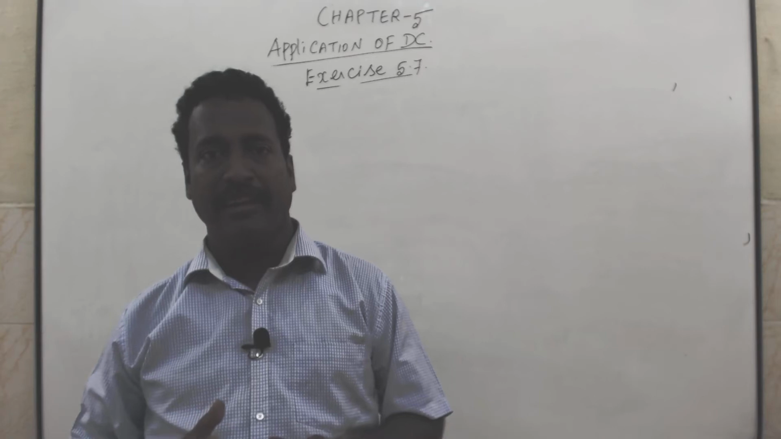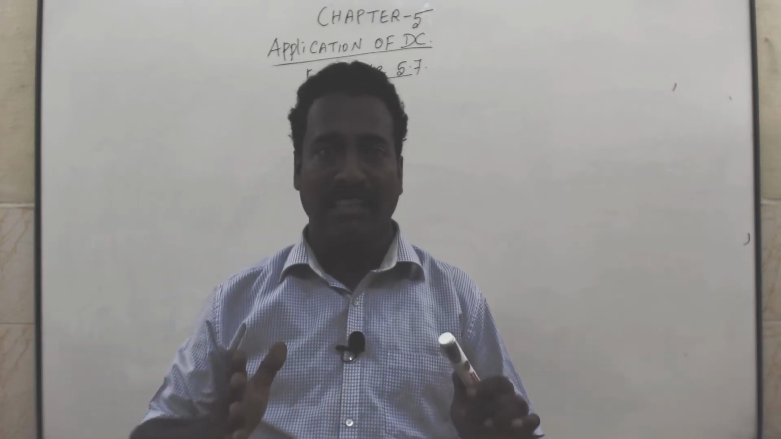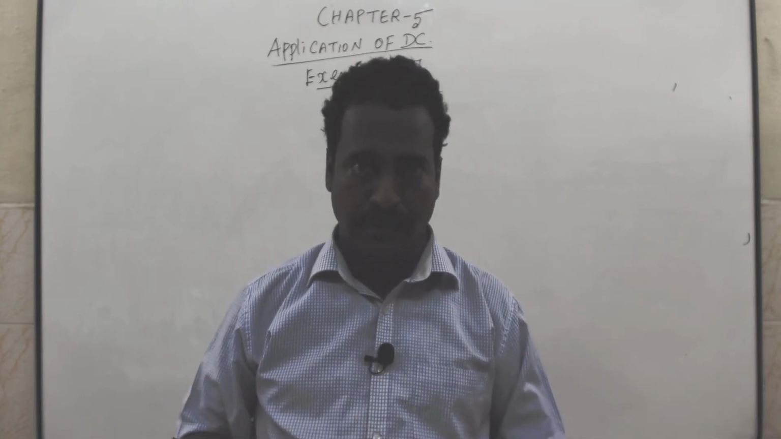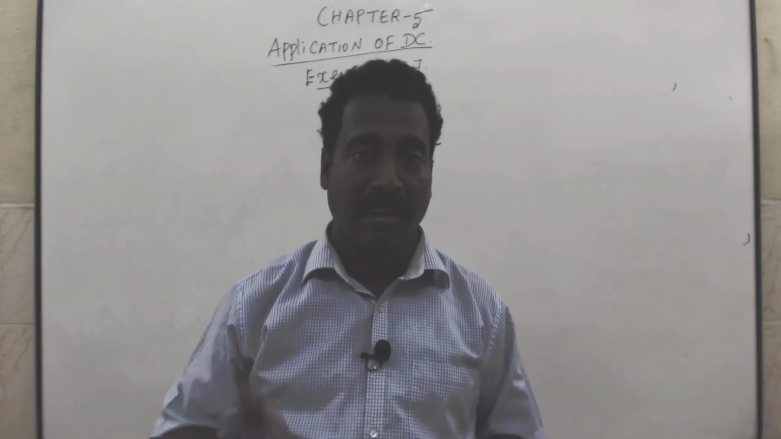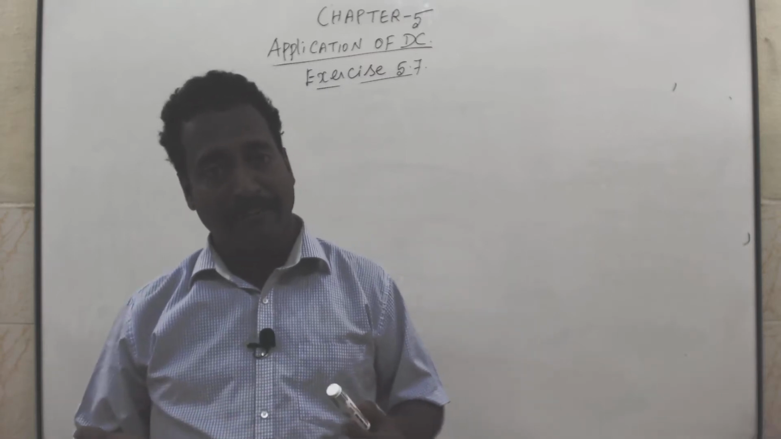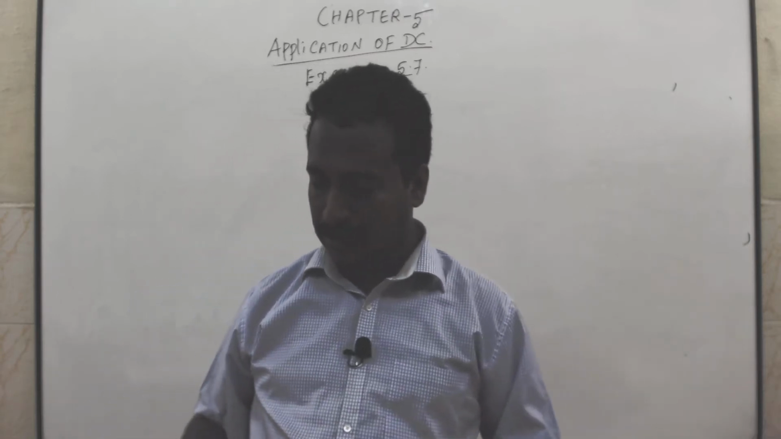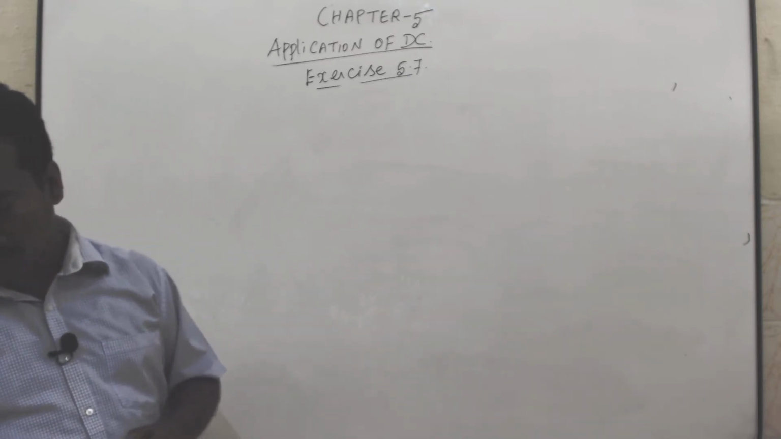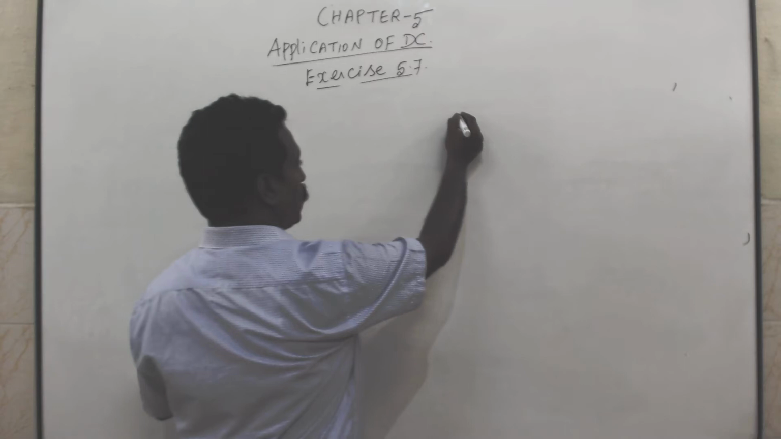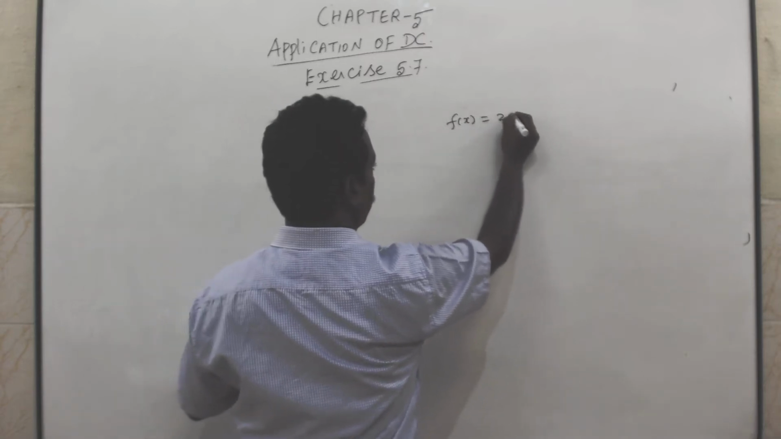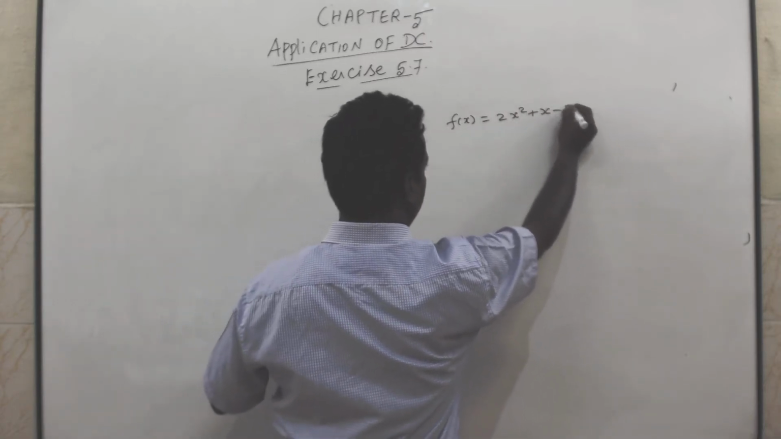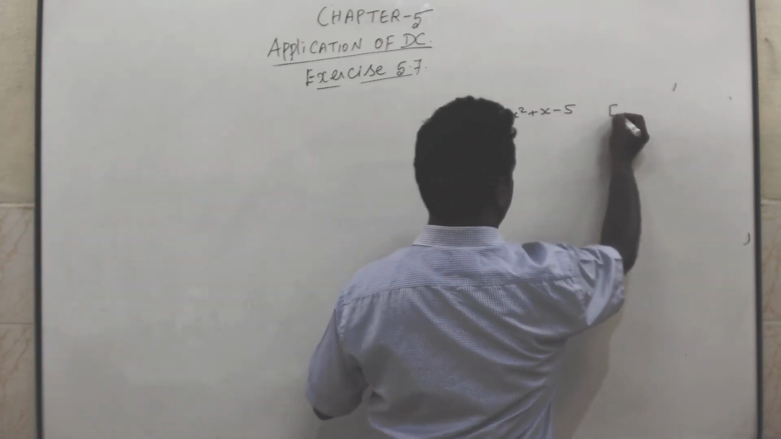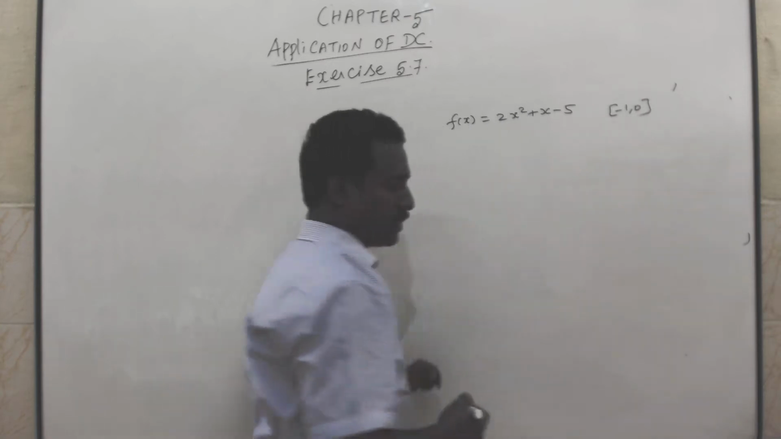So you just have to verify in the interval whether f dash of x has the same sign or different sign for different values. Different sign means it is not monotonic. Same sign for different values, monotonic. The first question, number 4, subdivision number 1. F of x is equal to 2x square plus x minus 5. The same method as the previous problem we have to adapt. Interval minus 1 to 0.